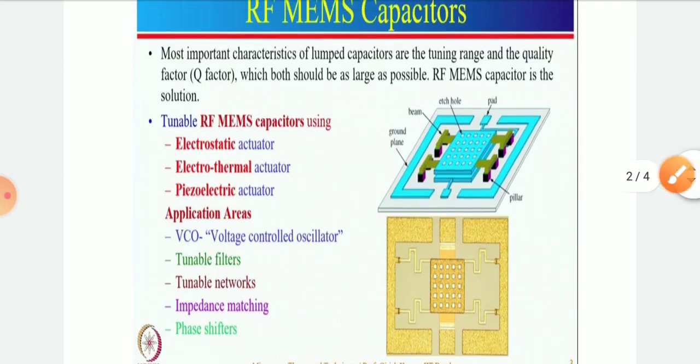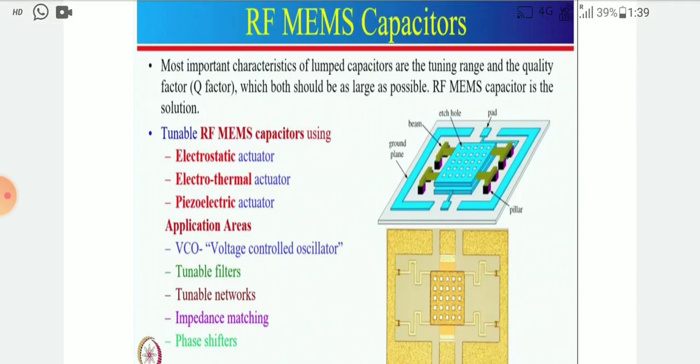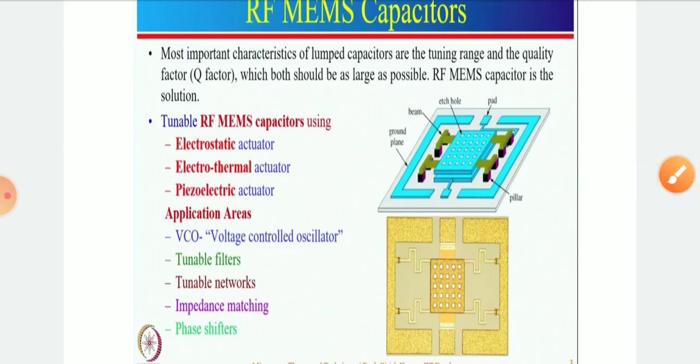So here you can see the narrow strip and the parallel plate capacitor. In this case the narrow strip width is more, so it bends down. The next type of capacitor gap can be controlled by piezoelectric actuators. In case of piezoelectric, they provide linear tuning of the capacitor and low driving voltage. These are the advantages of piezoelectric actuators.